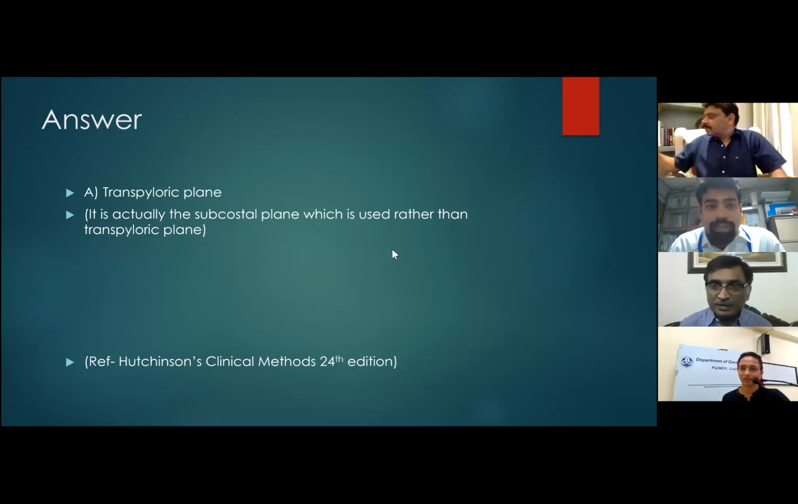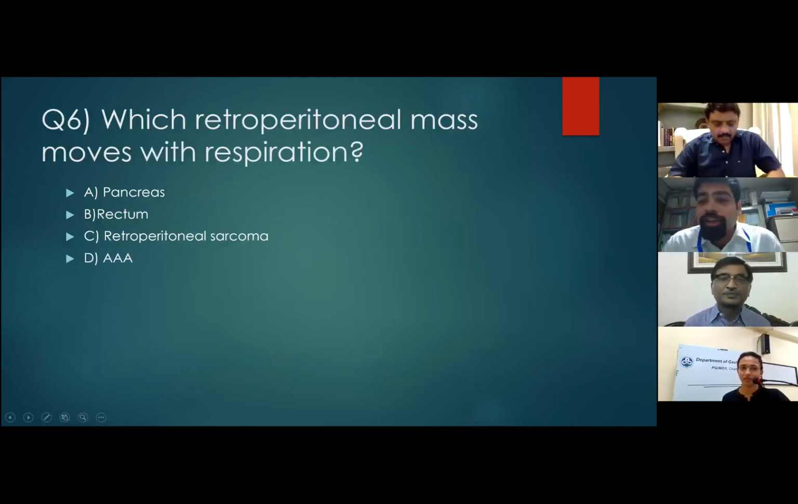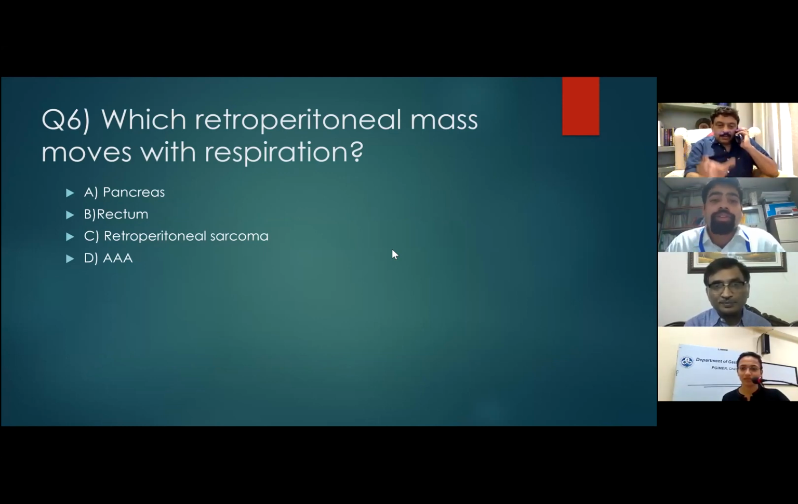So we just have another poll question. Another interesting one: which of the following retroperitoneal masses moves with respiration? The traditional teaching is that retroperitoneal masses don't move with respiration. So which of the following retroperitoneal masses move with respiration? Let's see.